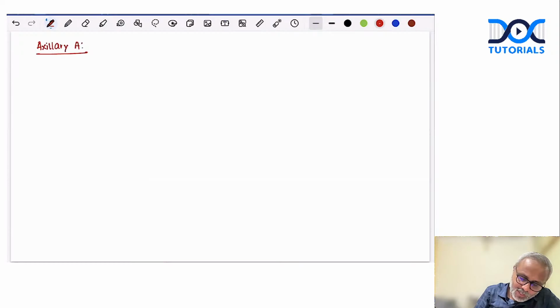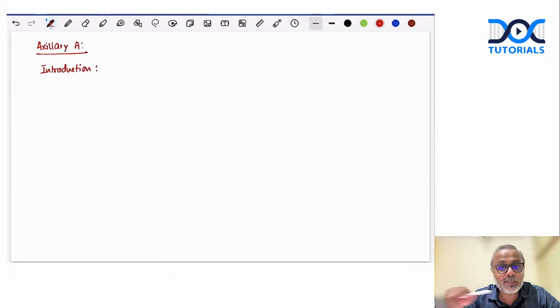Done. So first, maybe a line of introduction, right? The axillary artery is the artery of the axilla. Remember, when we talk about arteries of the upper limb, we usually describe the subclavian artery as the chief artery of the upper limb, right? So introduction, one line: the axillary artery is the chief artery of the axilla.